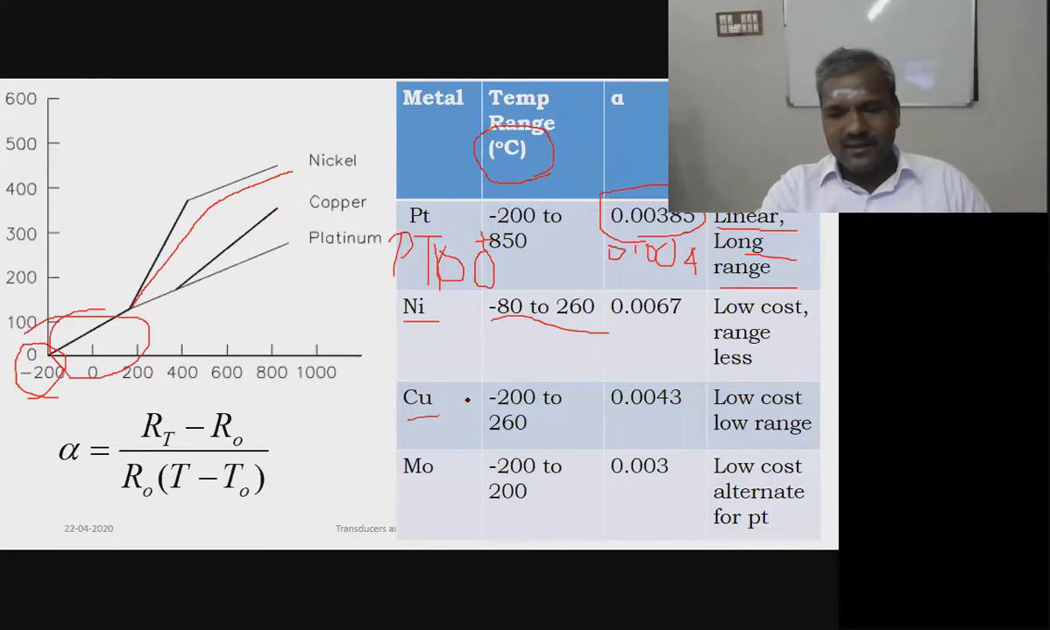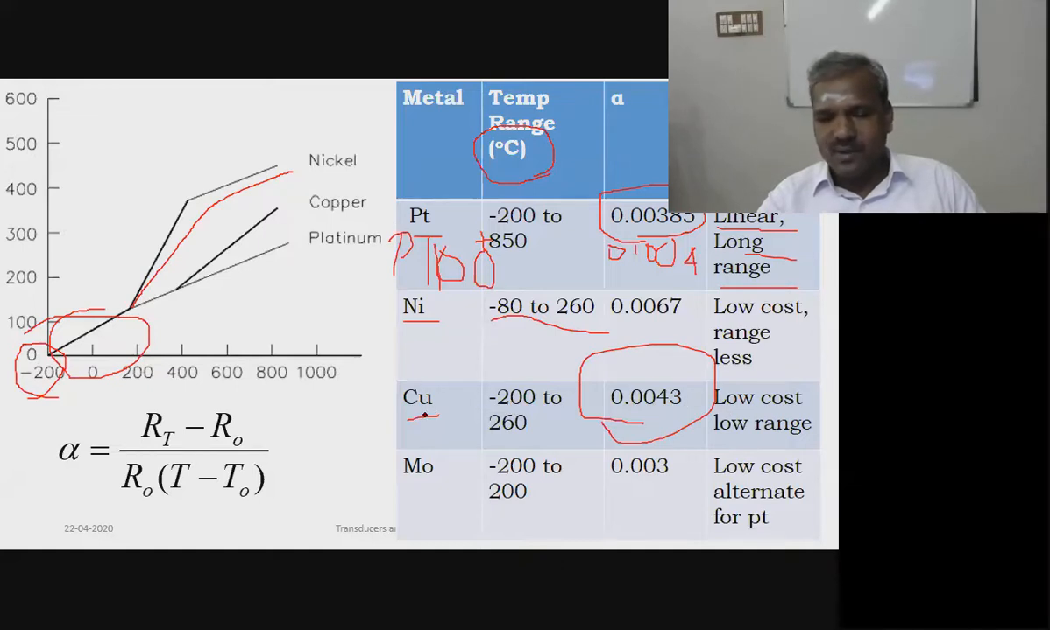Similarly, copper is from minus 200 degrees Celsius to plus 260 degrees Celsius. Its alpha value, the temperature coefficient of resistance, is 0.0043. It is also low cost. Copper and nickel are very low cost. Similarly, low range and low cost.